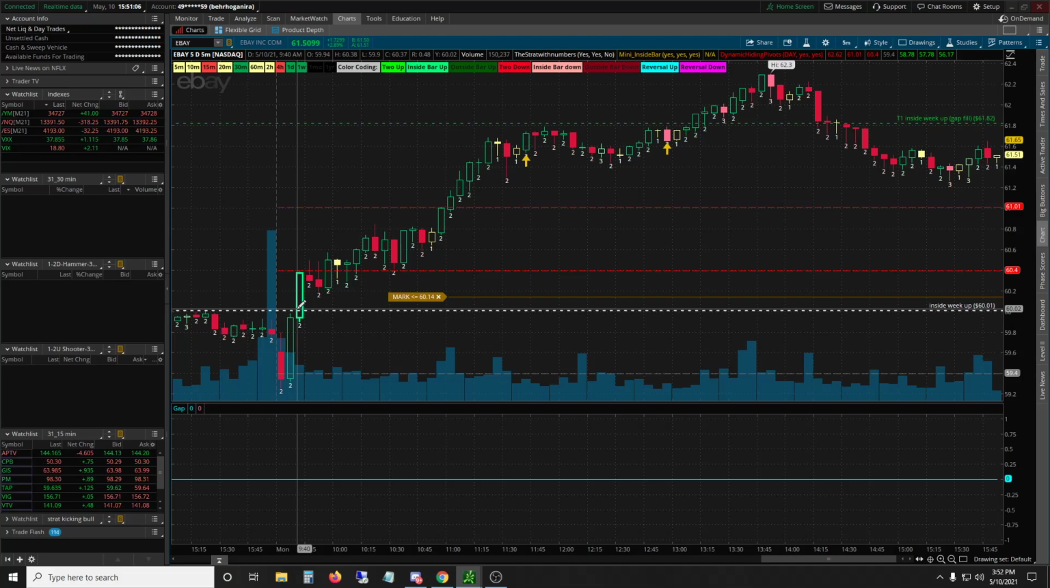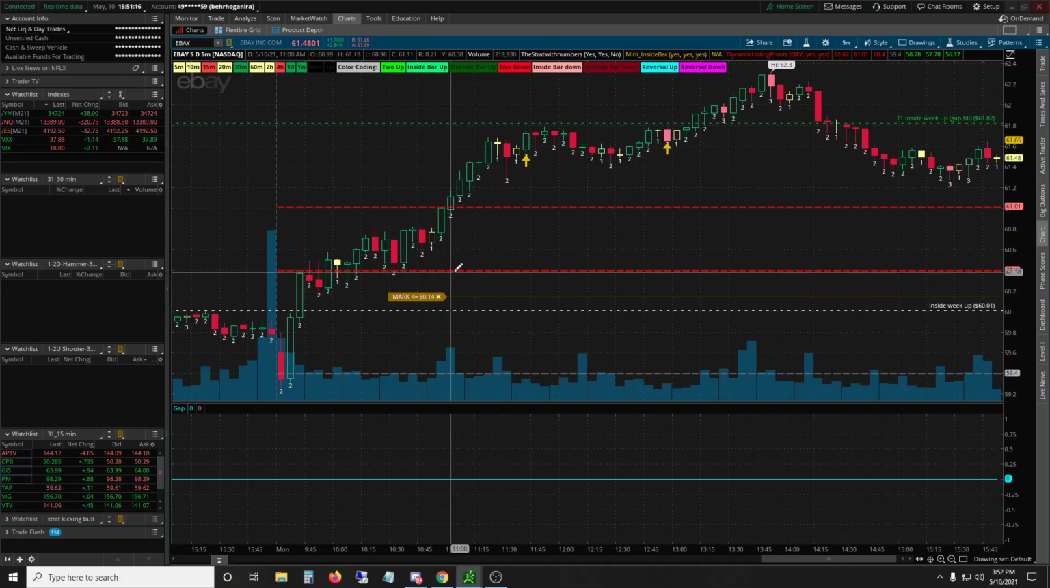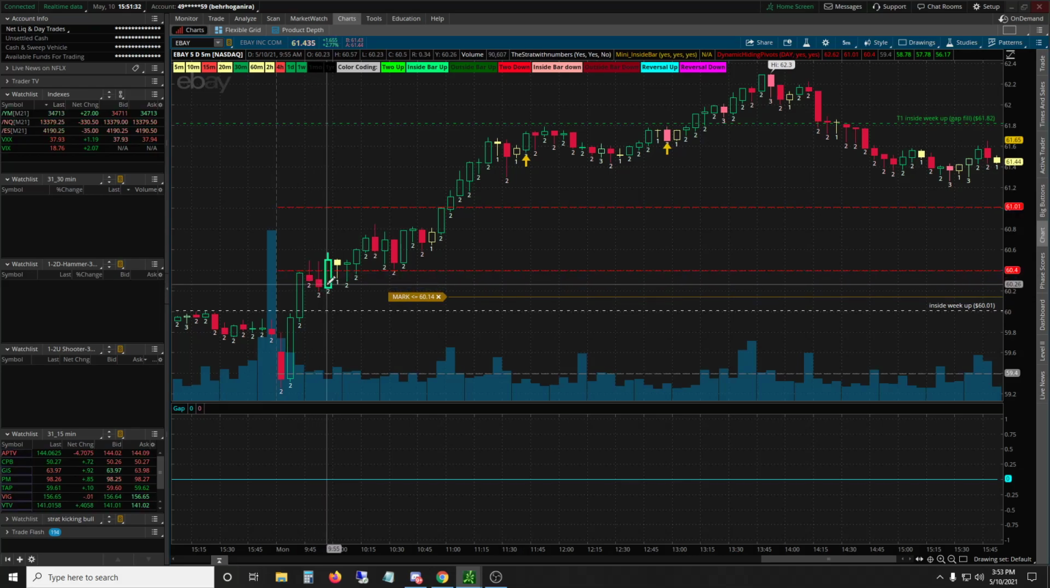I sold 2/3 of my contracts at 9:45, right when we got to this dynamic pivot point. And my plan was if it pulled back to here and gave me another reversal, I was going to load up again. It did pull back, and I had a meeting at 10:30.